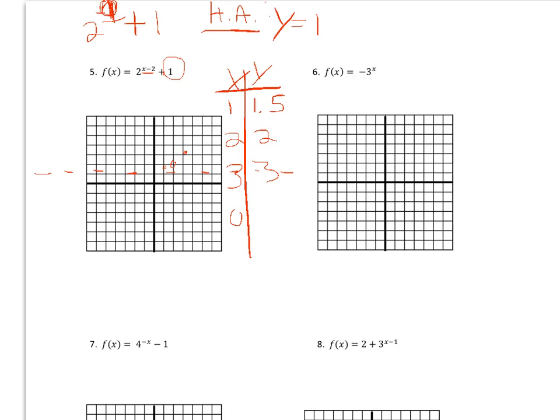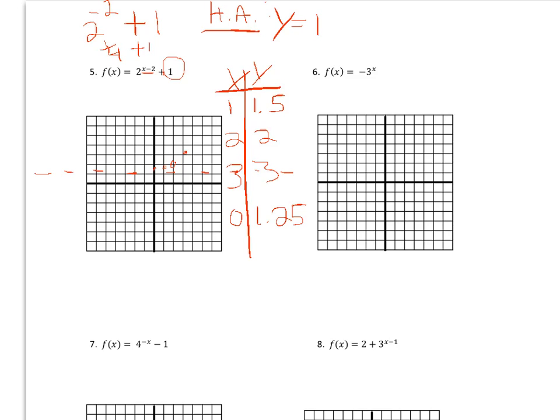Let's put in 0. If I put 0 in, I get 0 minus 2 in the exponent, which is 2 to the negative 2. 2 to the negative 2 is 1/4, right? This is 1/4 plus 1, which is 1.25. So you can see it's going to approach 1. So at 0, we're at 1.25, which is right here.